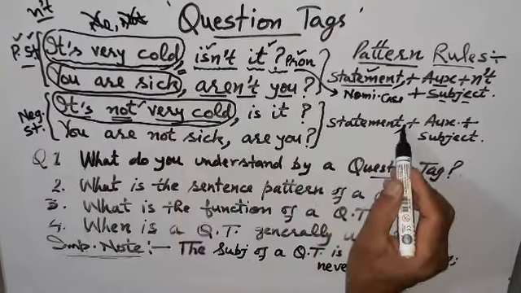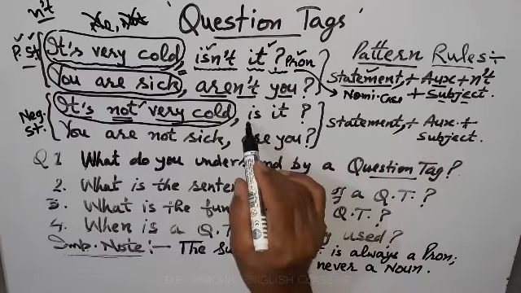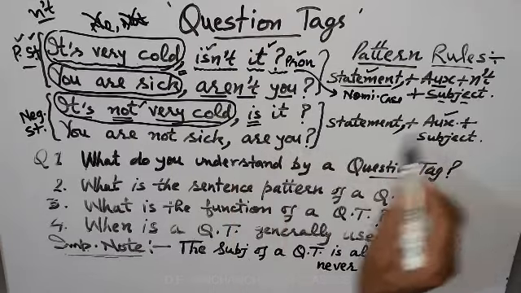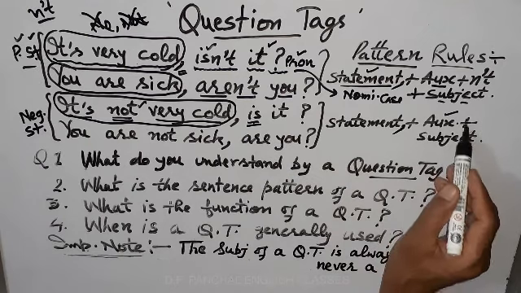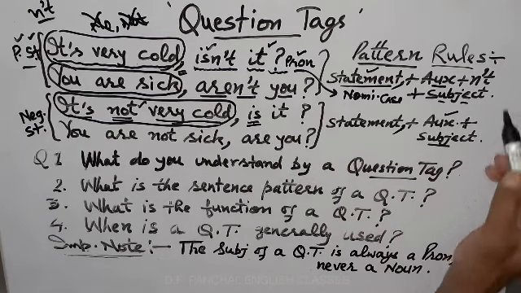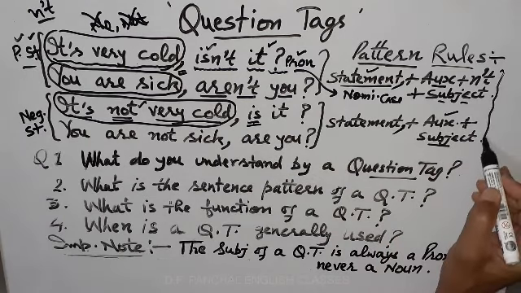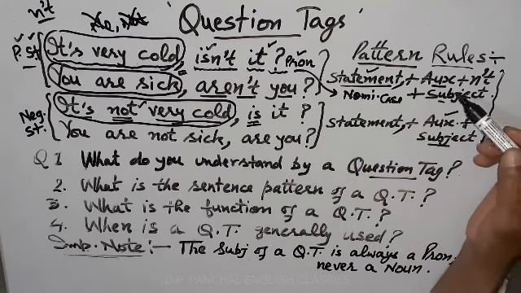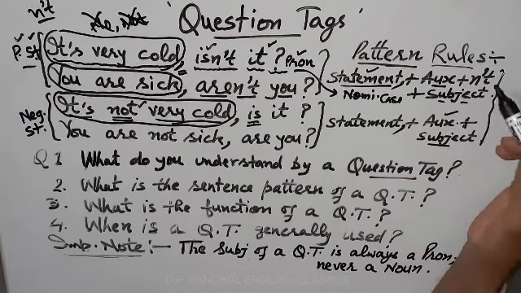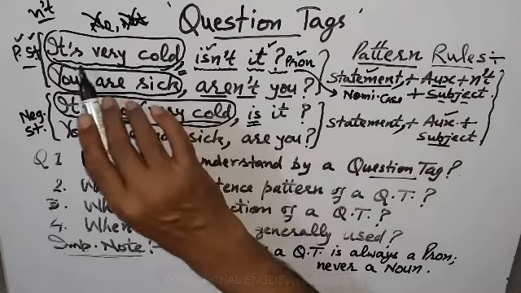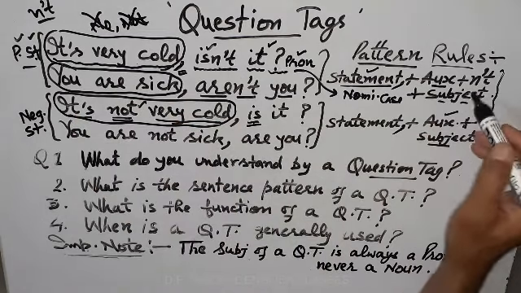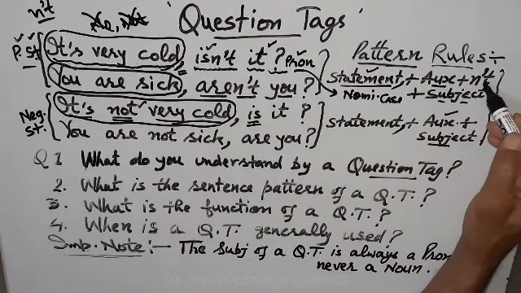Then, in the same way, it has a comma after it. Then an auxiliary. You can see auxiliary plus subject. See the difference here. Compare the pattern. There is only one difference. In the positive statement sentences, the pattern rules were auxiliary plus not, contracted not.